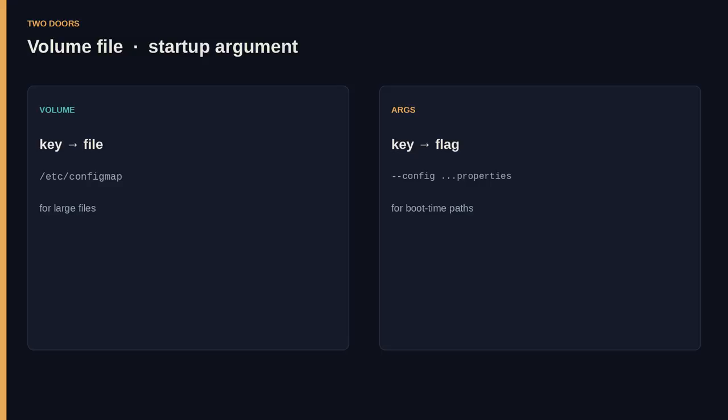One path is a volume. You declare a volume whose source is a config map. You mount that volume into a container at a path. Each key becomes a file. The source walks a pod named my-pod, a container named my-container, a volume named configmap-volume, a mount path at etc configmap, and a config map named my-configmap. Inside the container, you list the directory. You cat a file. The application reads a path it already understands.